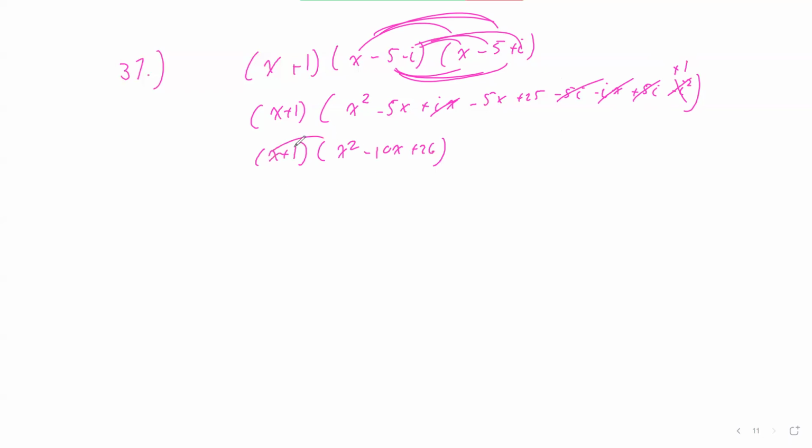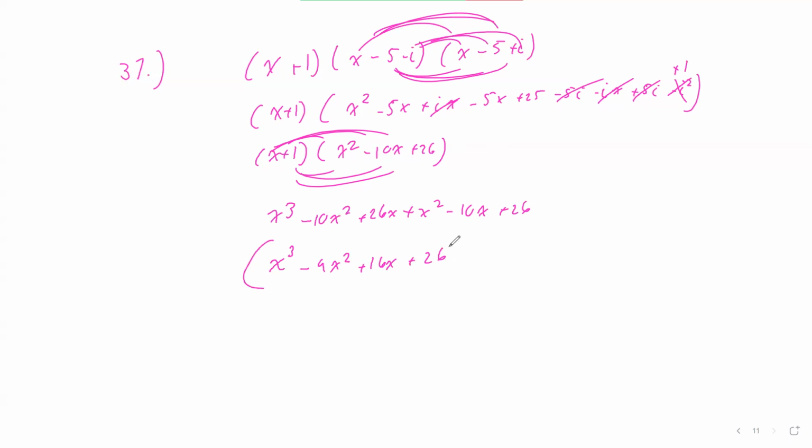And then now I can distribute this one right here. So this will give you x cubed minus 10x squared plus 26x plus x squared minus 10x plus 26. So that gives me x cubed minus 9x squared plus 16x plus 26. But the issue is, it did say that the y-intercept's negative 52.